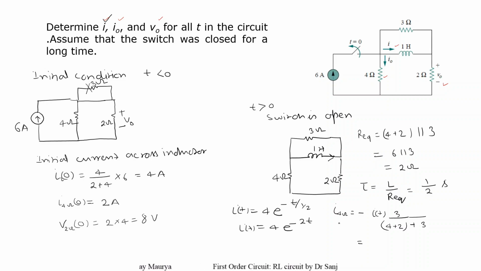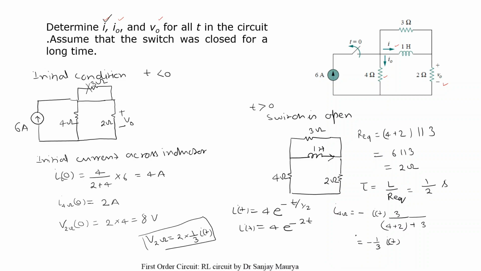So V naught will become minus 1 by 3 into I(t), and this V naught will be the voltage across the 2 ohm. V2 ohm will be 2 into, I am going to take the magnitude of this current, since the polarity I have marked with plus and minus, so this value will be positive. I am going to write it down as 1 by 3 into I(t). So just by putting in this value I can determine it.